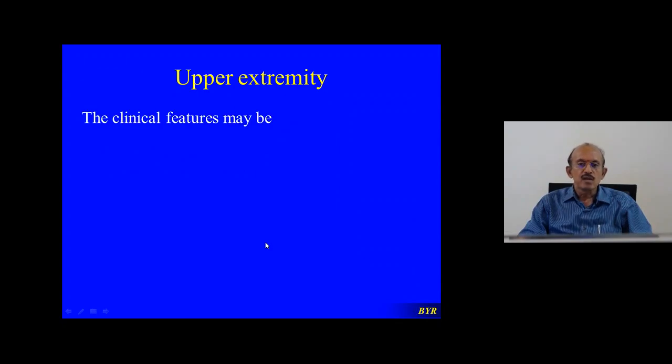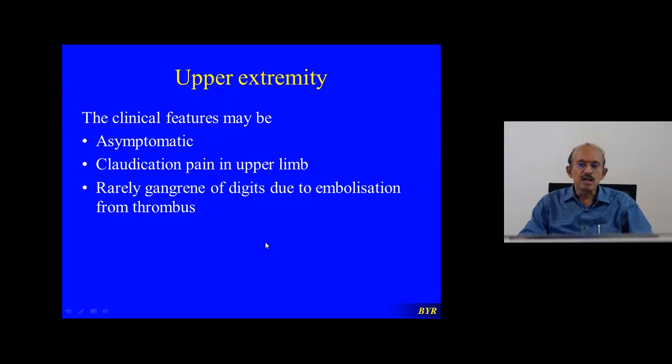Upper extremity: the clinical features may be asymptomatic. There may be claudication pain in the upper limb, rarely gangrene of digits due to embolization from the thrombus, or there may be a condition called subclavian steal syndrome. Again, this is an important short notes question. Subclavian steal syndrome. Whenever there is obstruction to the subclavian artery due to atherosclerotic plaque, most of the patients are asymptomatic because of good collateral circulation around the shoulder between the subclavian artery and the axillary artery.